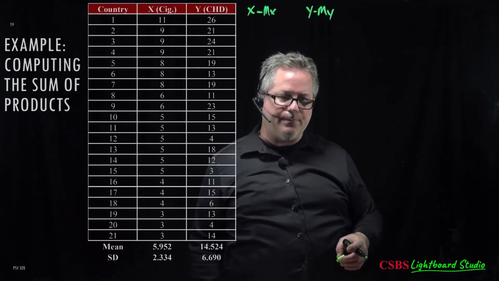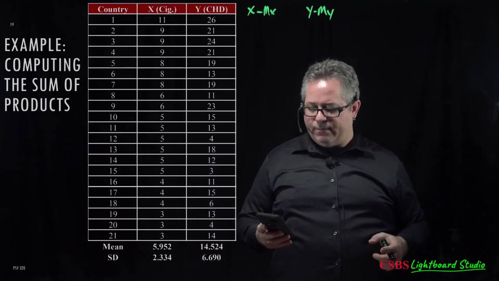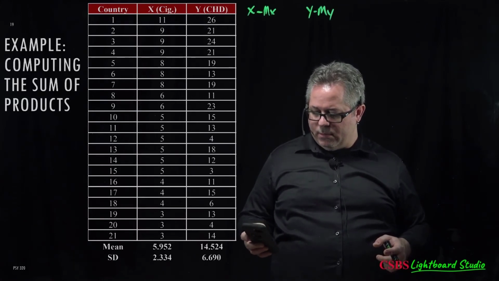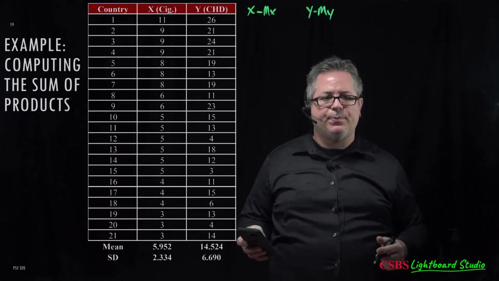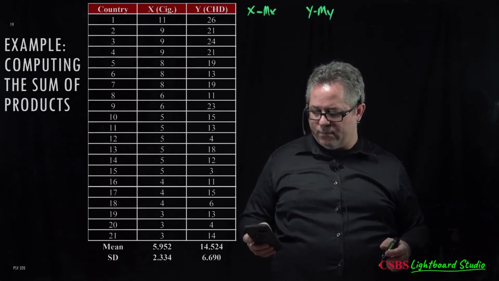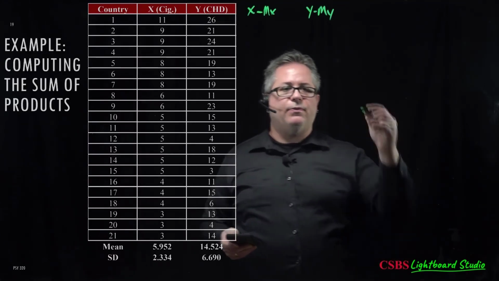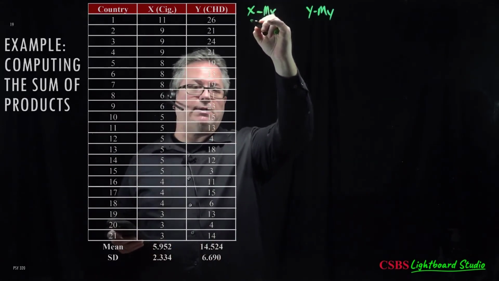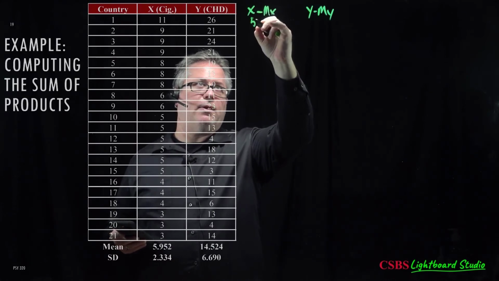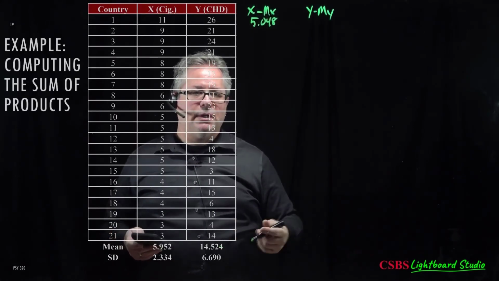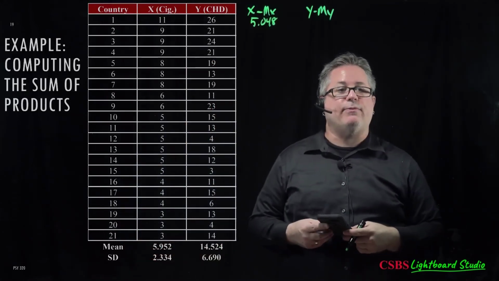So 11 minus 5.952 equals, so for the first country, their deviation is 5.048. I need to do the same thing for that country for y.